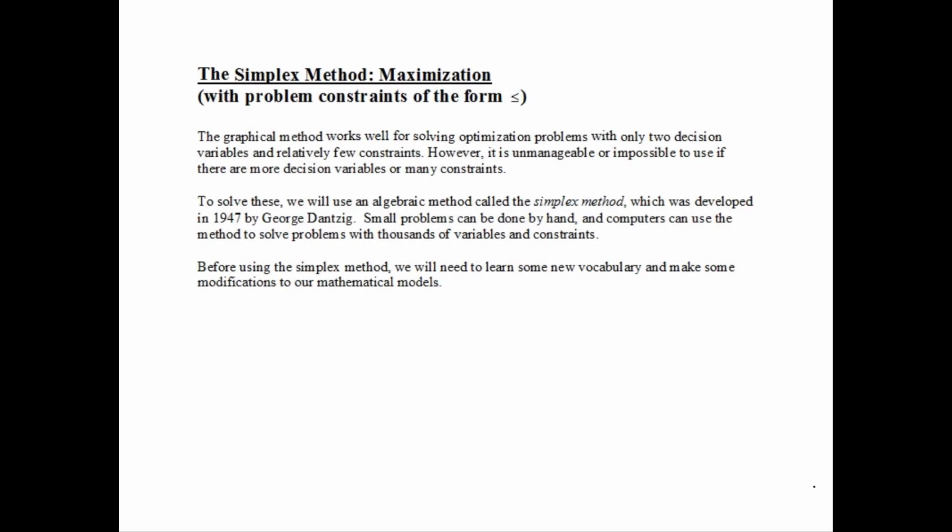Today we're going to learn about the simplex method. This will allow us to solve maximization problems that have problem constraints of the form less than or equal to.